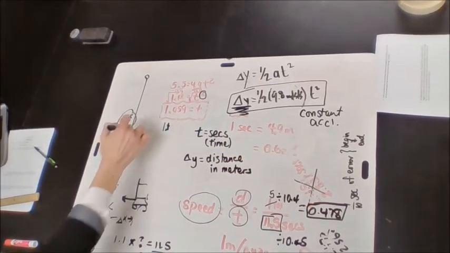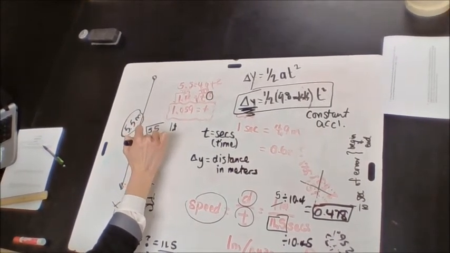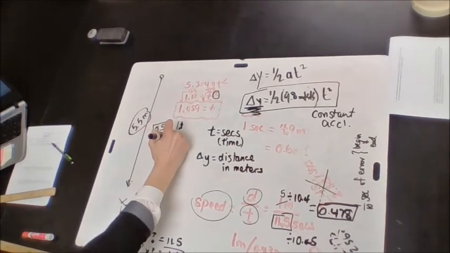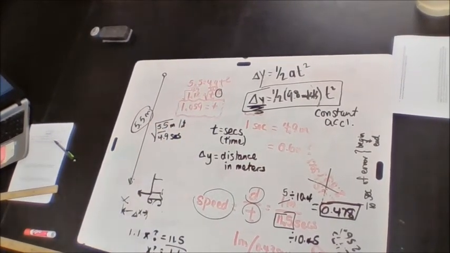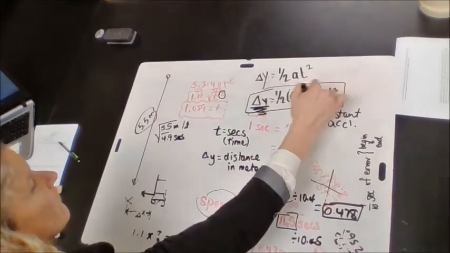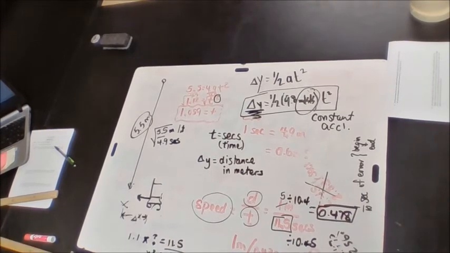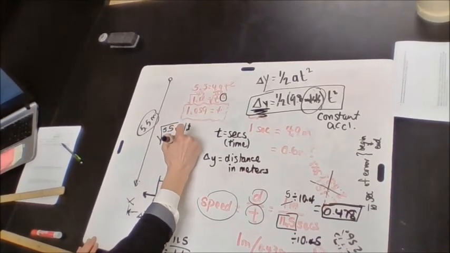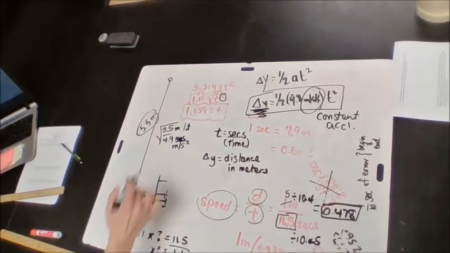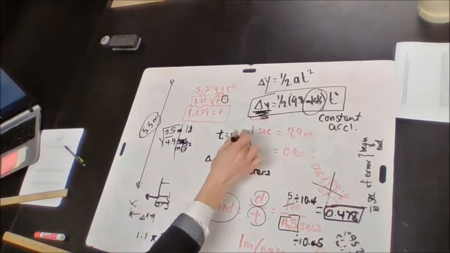All right, so we have the square root of 5.5 over 4.9. 4.9 is meters per second squared, 5.5 is meters. So meters are going to cancel out. The square root and the square are going to cancel out. Seconds is left, so I'm left with time.